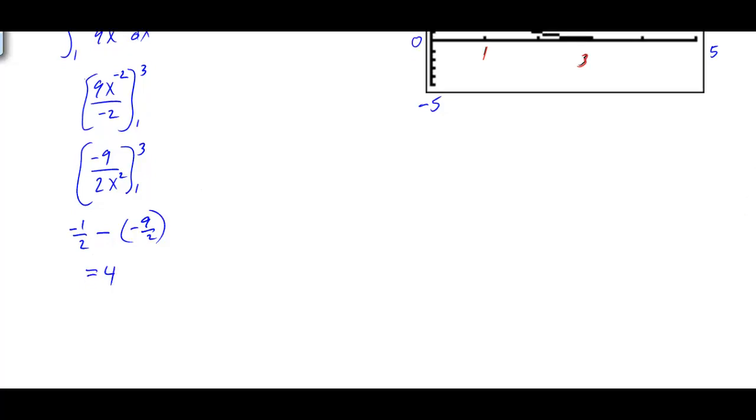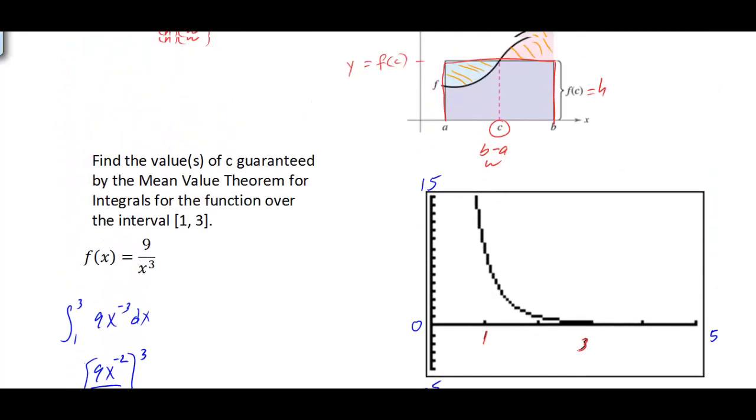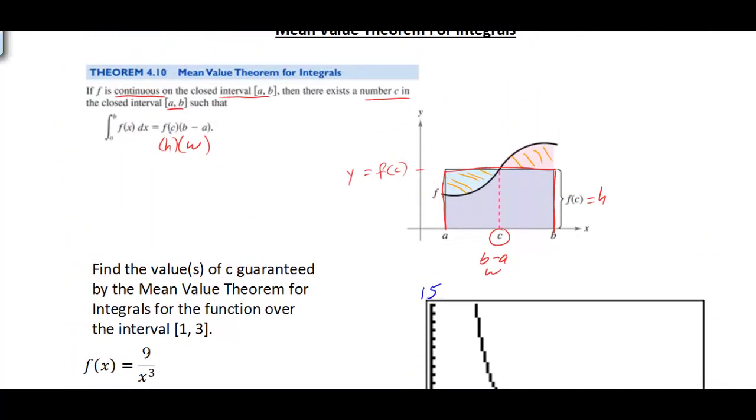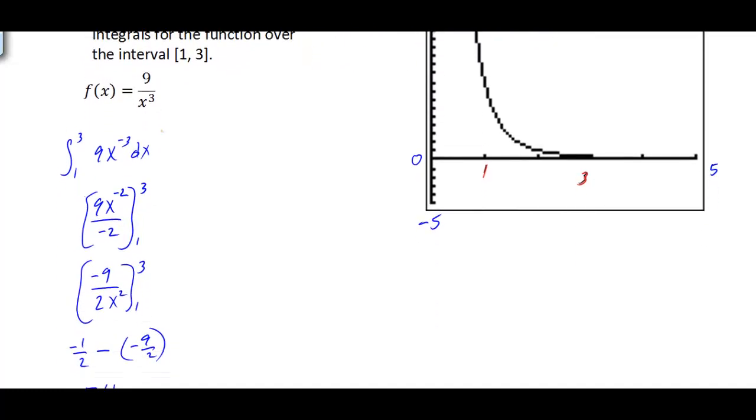So that's the integral. If we go up to the theorem now, we said that the integral is equal to this f of c times b minus a. So I'm going to take our integral here, and this is going to be equal to f of c times b minus a. That means our integral was 4, and that's going to be equal to f of c. Well, that's what we're trying to find. We're trying to find the f of c, the y value, and we're going to multiply that by b minus a, or 3 minus 1.